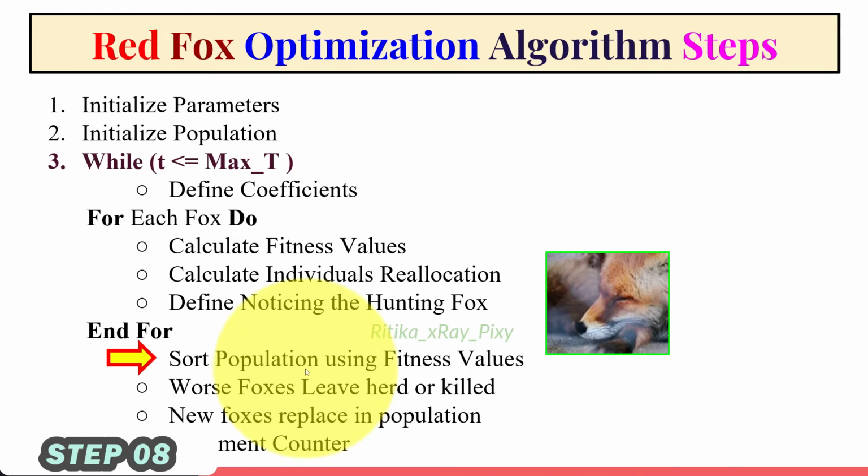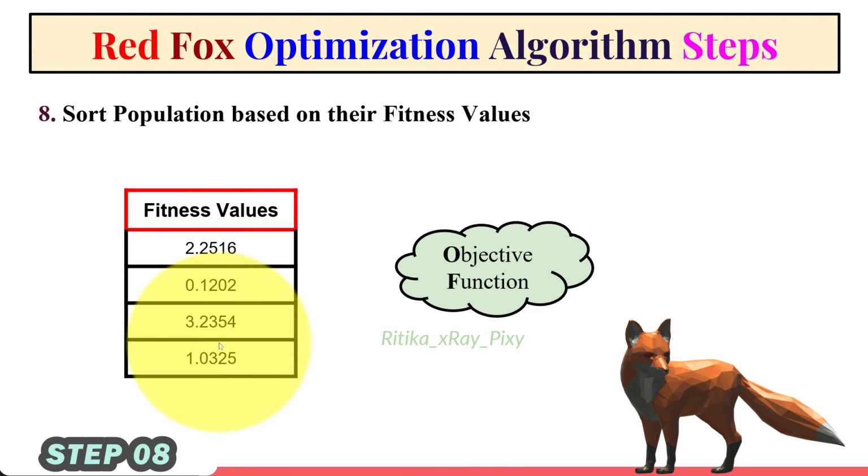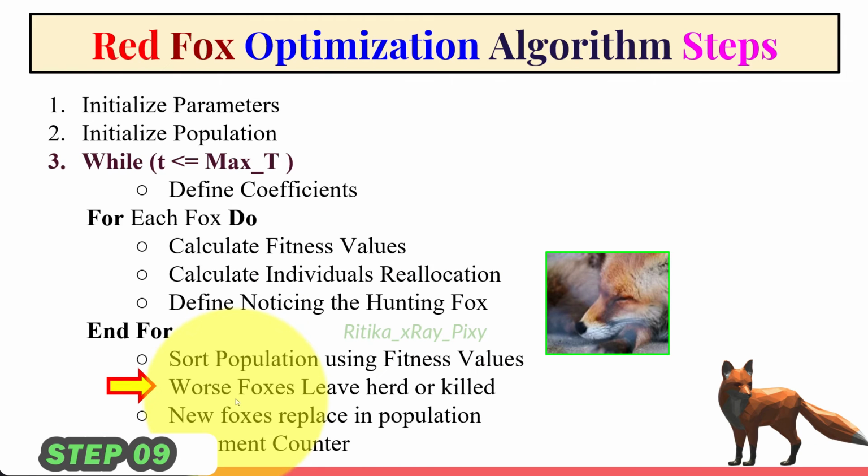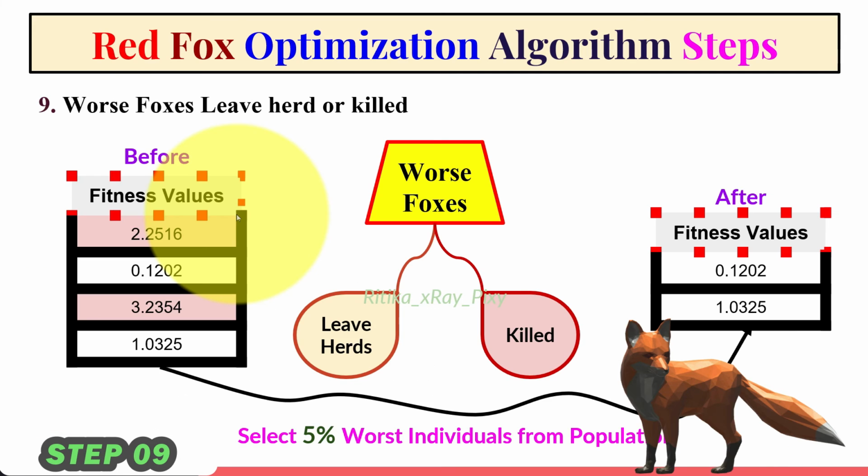After that, we sort the population based on their fitness values, and suppose we have different fitness values. Now if we are doing the minimization, according to the minimum value we will sort them, and when we are doing the maximization, then accordingly we sort the population. After that, we will assume that worst solution, that is here the worst foxes, either they are killed or they leave the herd. So here based on their fitness value, either we will kill the foxes or we will make them leave the herd.